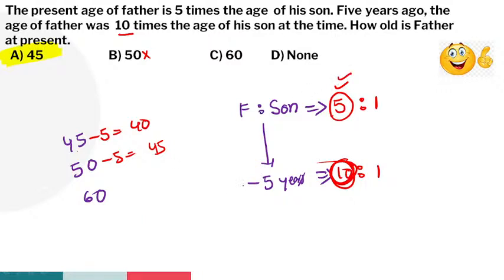60. 60 is a multiple of 5. Yes. 5 12s are 60. 5 years ago. 60 minus 5, 55. 55 is a multiple of 10. No. That's why wrong. First option is the right answer.